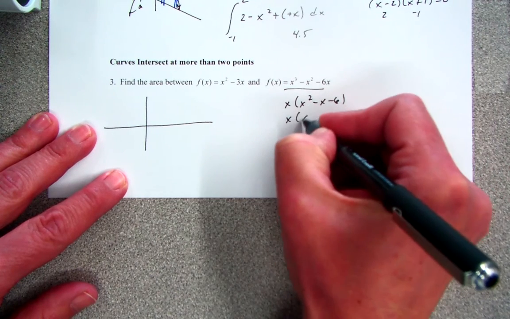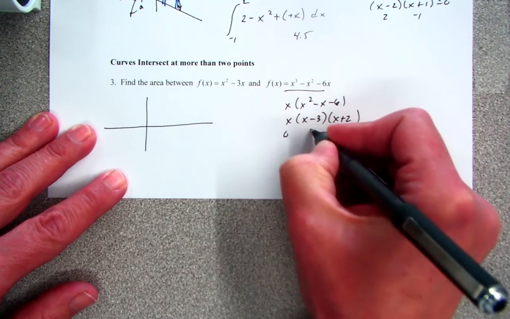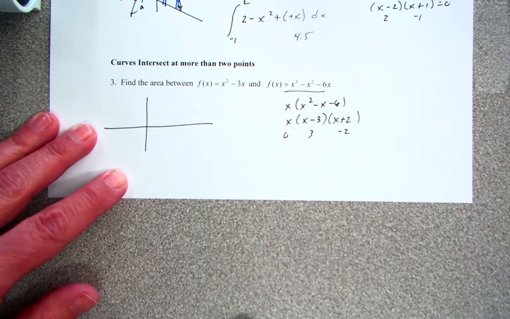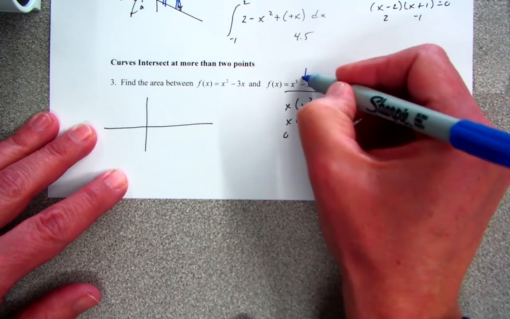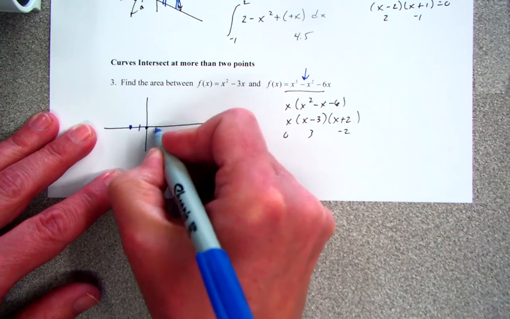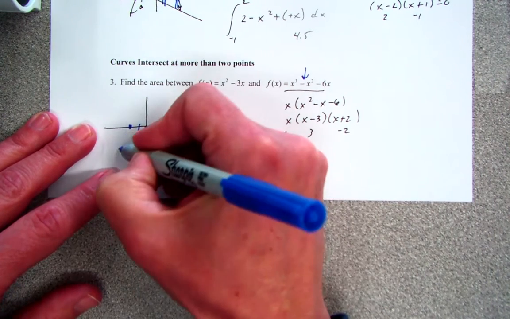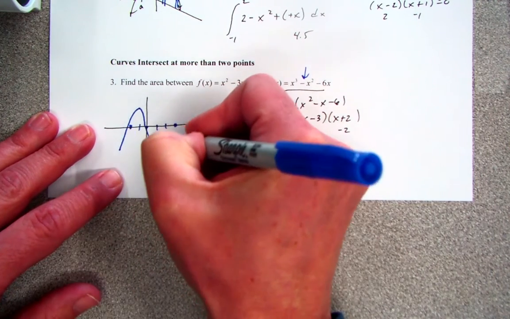If I'm graphing this cubic, and I go ahead and factor, I can see that I hit at 0, 3, and negative 2. So matching my screen, it looks like my cubic is in blue. So I'm going to hit at negative 2, 0, and 3. And my cubic kind of comes down like this, drops real low, and goes up.